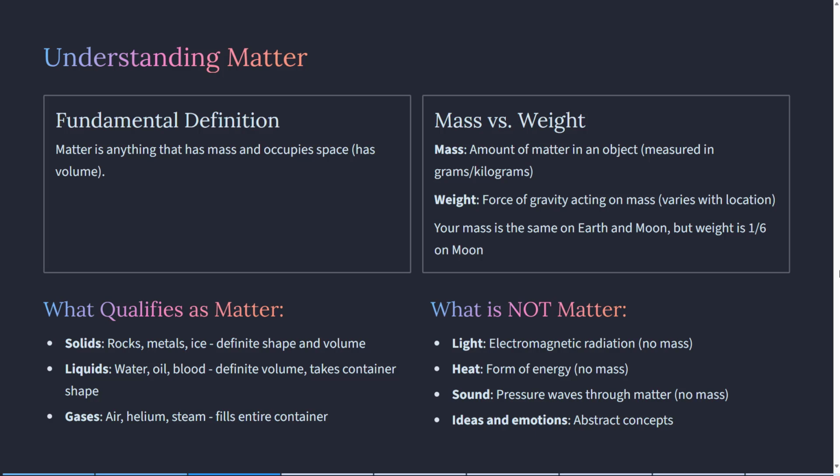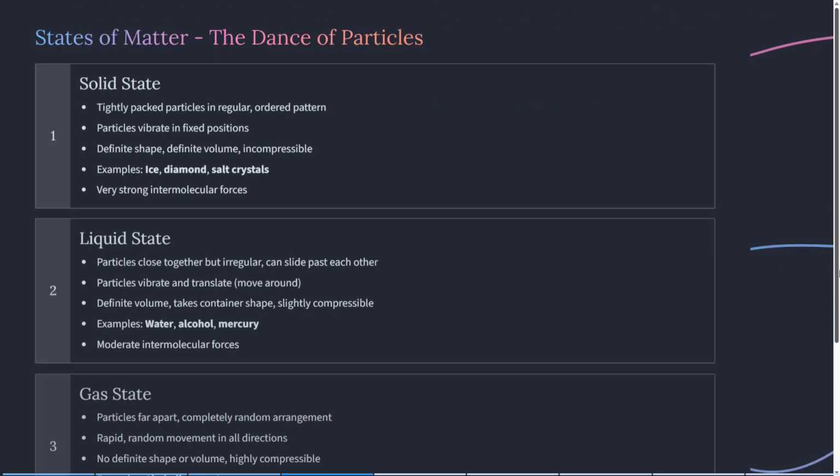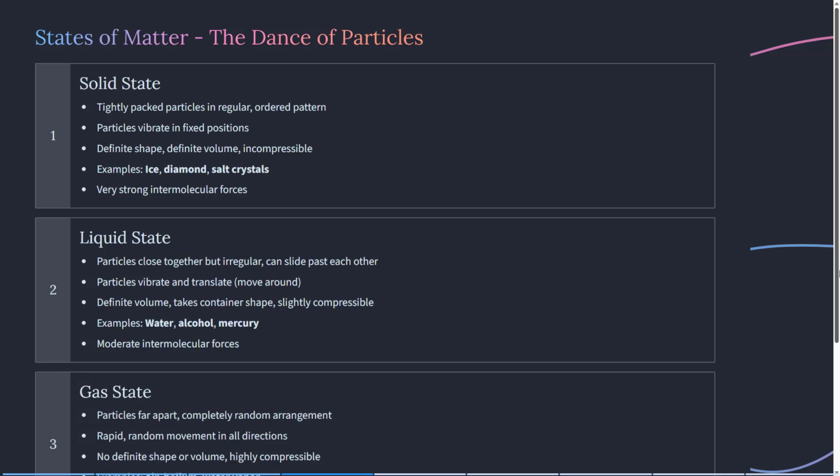Think of matter as a dance of particles, and the type of dance determines the state. In solids, particles are like dancers in a tight formation. They are packed closely together in an ordered pattern, vibrating in place but maintaining their positions. This gives solids both definite shape and volume.